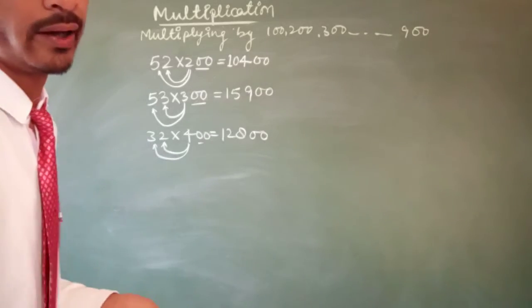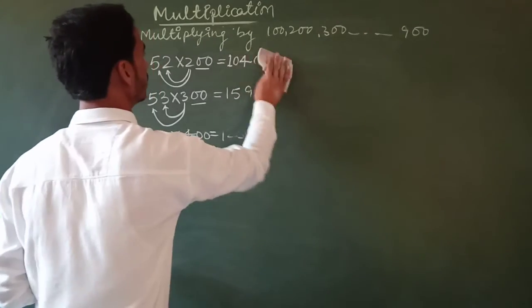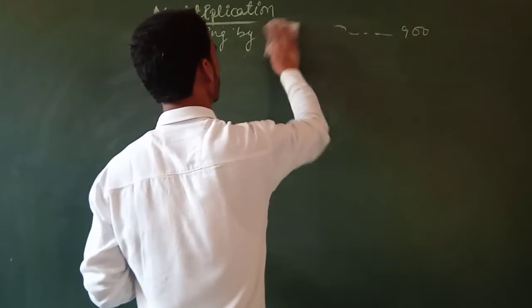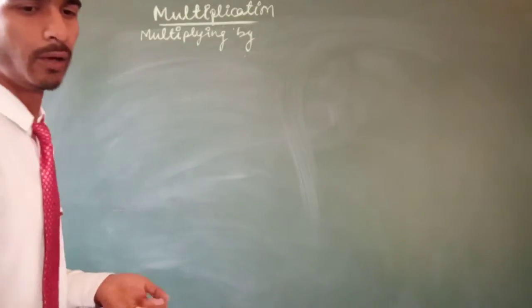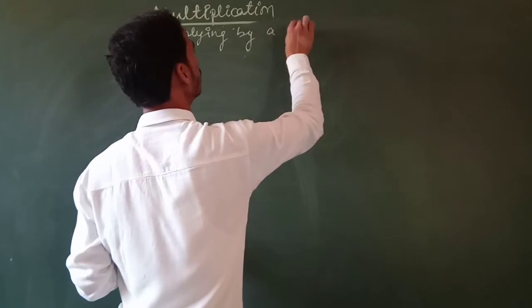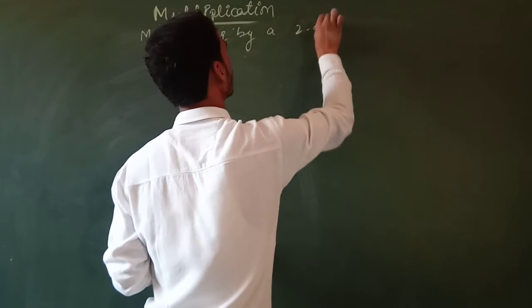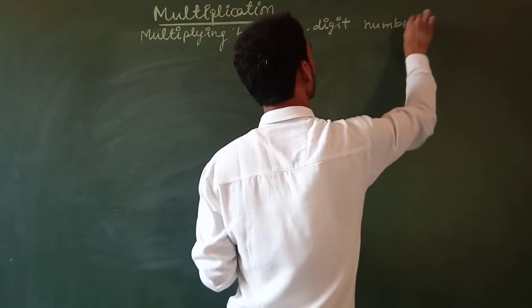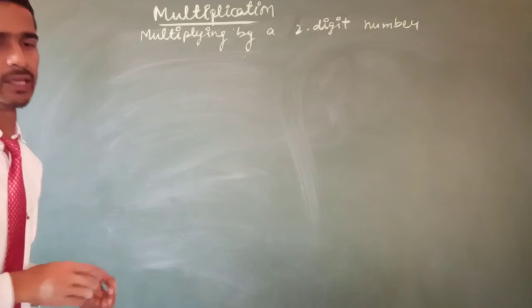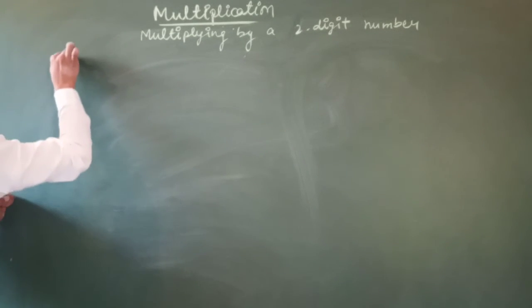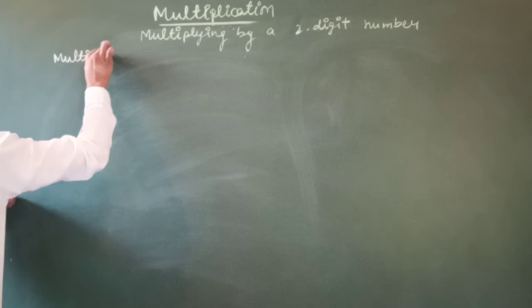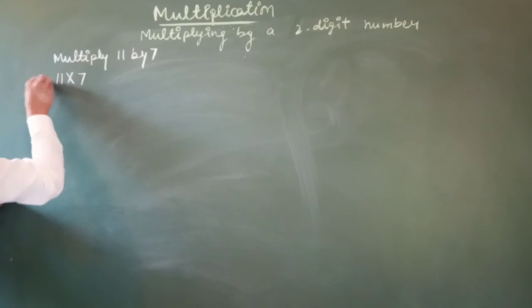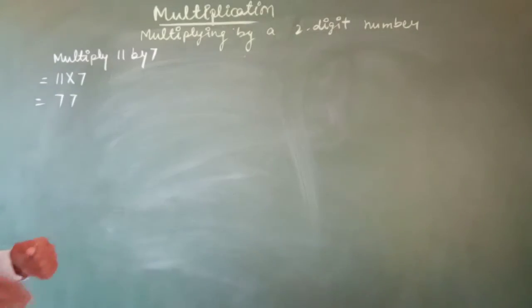Okay, and now there is a topic, multiplication by a 1-digit number. Let's see some examples. Firstly, we have to multiply 11 by 7. That is very easy. 11 multiplied by 7, that is 7 ones are 7, 7 ones are 7, that is 77.